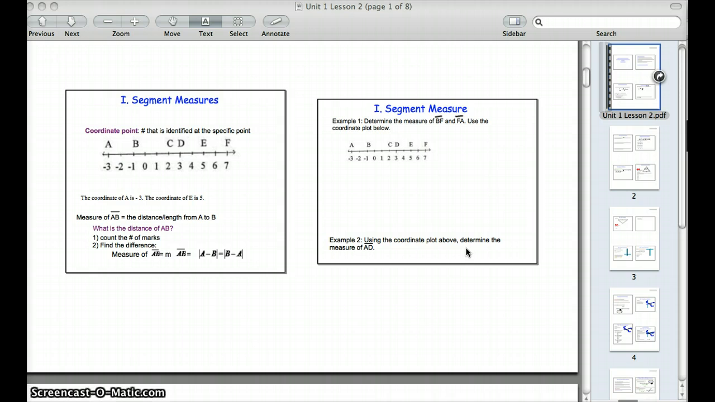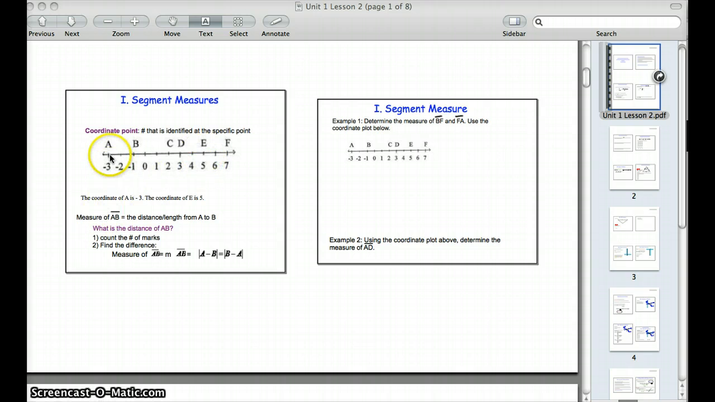So here we've got our segment measures. Now, here's our coordinate point number that is identified at the specific point. So here we've got A. The coordinate of A is -3. The coordinate of E is 5. And that's what's called a coordinate point. It's just the point where whatever E is at, the coordinate point is going to be 5. If I said, what coordinate is 5 at, you would say E.